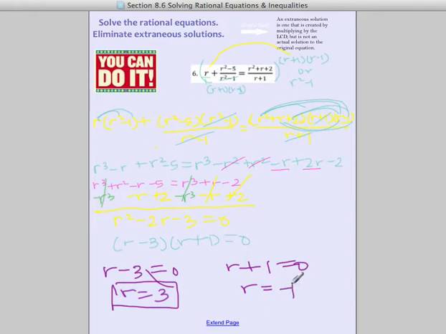Now I plug in -1. Right here I can see right away, -1 plus 1 is 0, so this one will not work. This is what you call an extraneous solution. All right, so that's it for example 6. If you have any questions, be sure to write them down so I can come back and answer them for you. Let's move on to example 7.